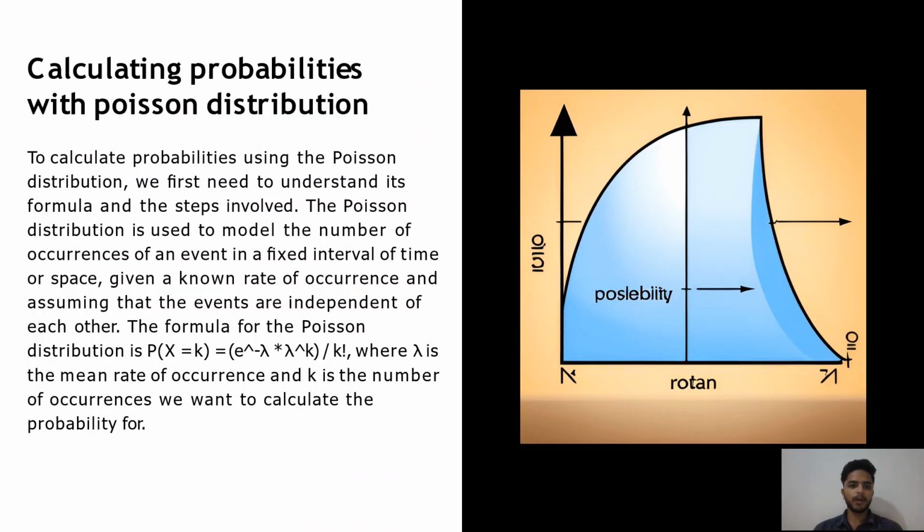Calculating probabilities with Poisson distribution. To calculate probabilities using the Poisson distribution, we first need to understand its formula and the steps involved. The Poisson distribution is used to model the number of occurrences of an event in a fixed interval of time or space. Given a known rate of occurrence and assuming that the events are independent of each other, the formula for the Poisson distribution is P(X = k) = e^(-lambda) * lambda^k / k!, where lambda is the mean rate of occurrence and k is the number of occurrences we want to calculate the probability for.